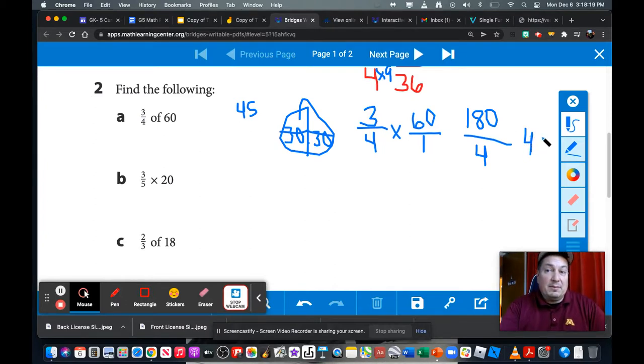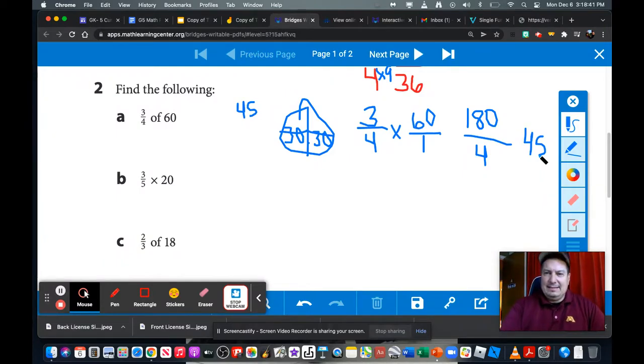You might not have been able to follow my thinking on that, but if you think to yourself, 10 4s is 40, 20 4s is 80, 30 4s is 120, 40 4s is 160, 50 4s is 200. It's got to be between 160 and 200, which is 180.